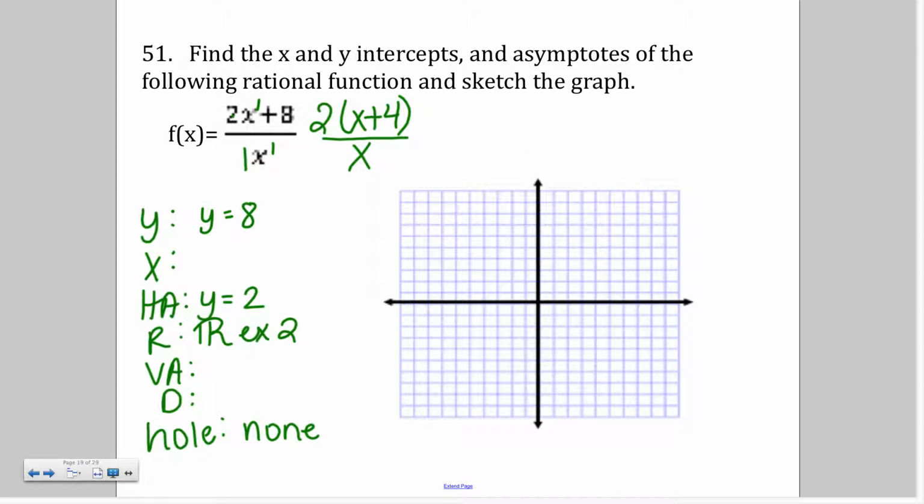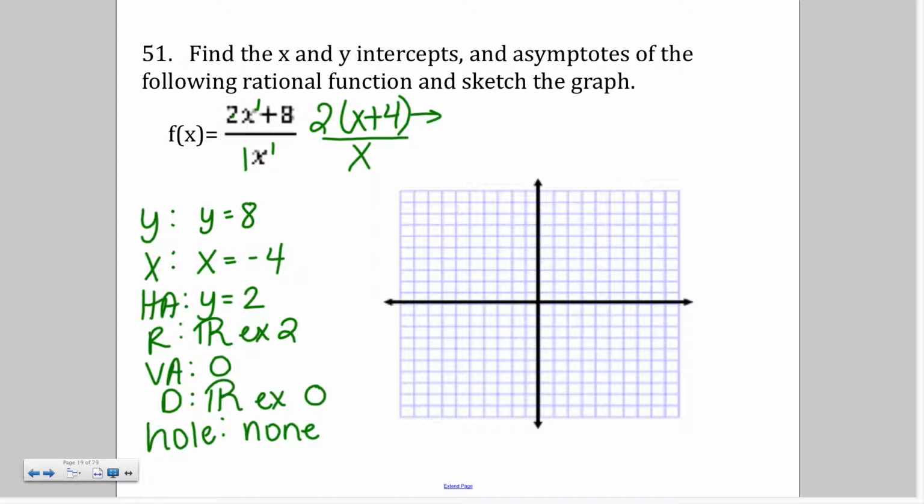All right, now, x-intercept, we set what's on top equal to 0. So if we set x plus 4 equal to 0, it gives us -4. Vertical asymptote, we set what's on bottom equal to 0. X is equal to 0, so we have a vertical asymptote at 0. So our domain is all real numbers except 0.